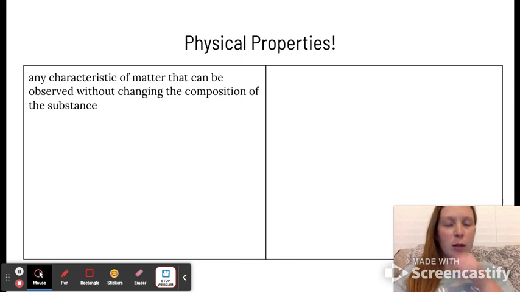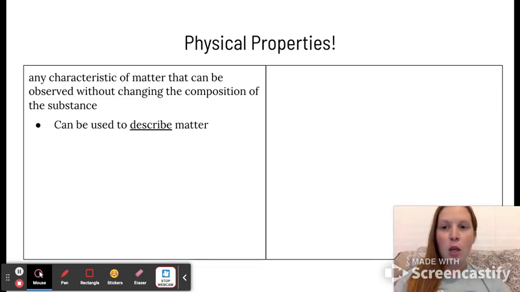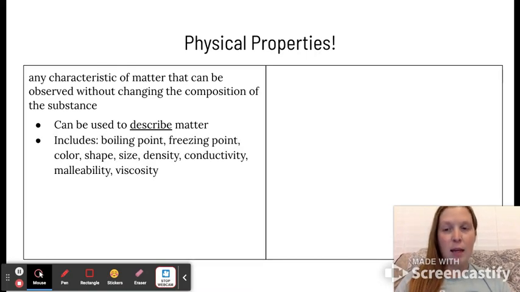So first, let's start with physical properties. These are any characteristic of matter that can be observed but doesn't change the composition of the substance. So you can change what it looks like, but you're still going to have the same substance at the end that you started with. So this can be used to describe matter, and here are just some examples of physical properties.